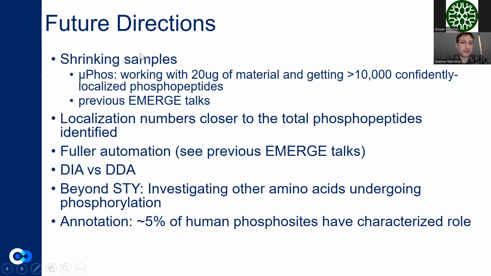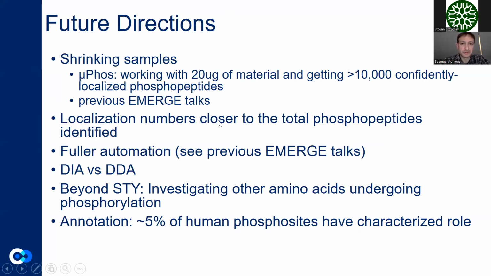A number of these points I have mentioned are actively ongoing research right now. Shrinking sample size is becoming an important direction people are going in. A paper just came out last month, I think, or a month before, Microphos, where they're working with 20 micrograms of material and they're getting over 10,000 confidently localized phosphopeptides with their setup. And there are previous talks that have talked about shrinking samples and getting equally good results. So the field is progressing more towards shrinking the samples.